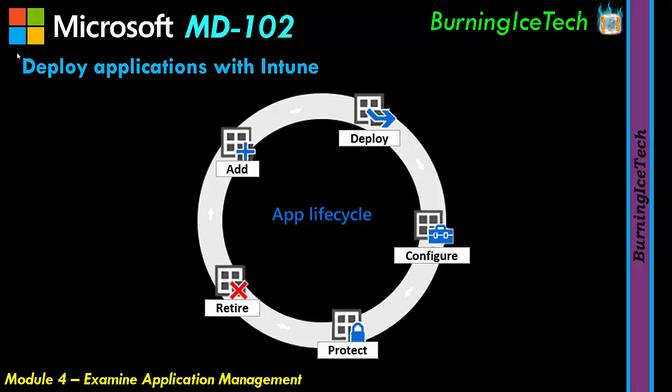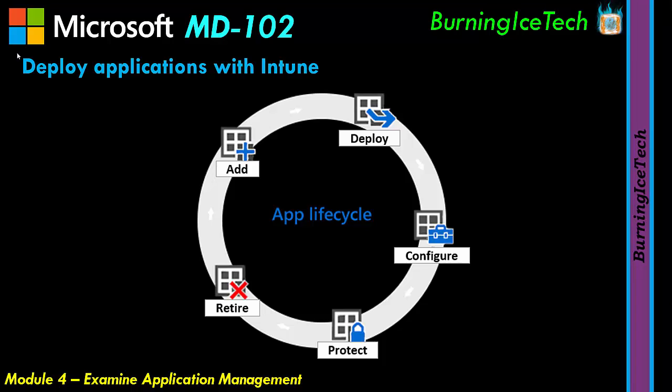The very last step in the picture is retire. I think this step kind of explains itself, doesn't it? Eventually, the apps that you've deployed will likely become outdated. It's probably going to happen at some point in time, and they will need to be removed. The Intune platform actually makes it very easy for you to retire these apps from service.